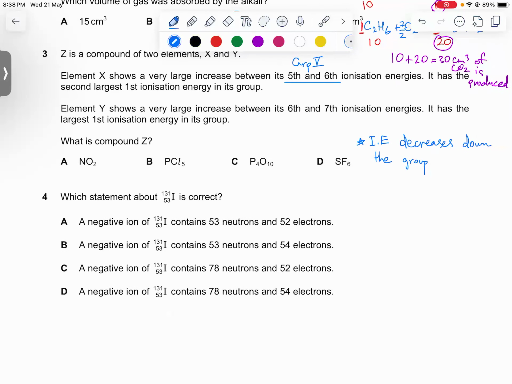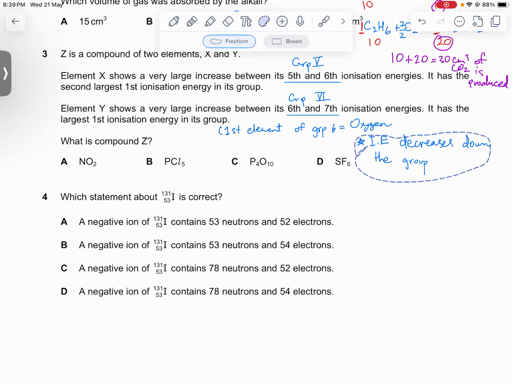Right. Similarly, element Y shows a very large increase between its sixth and seventh ionization energy. That means it must be from group 6. And it has the largest first ionization energy, so it is the first element of group 6. And the first element of group 6 is oxygen, right?